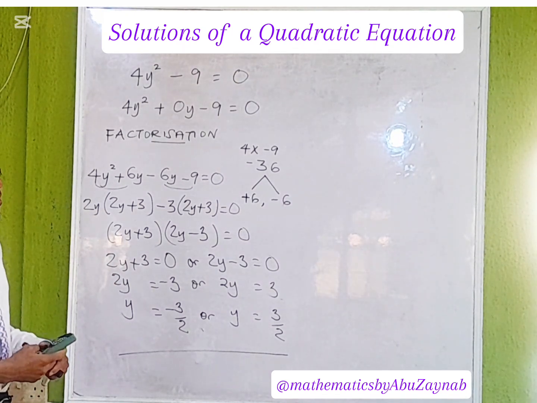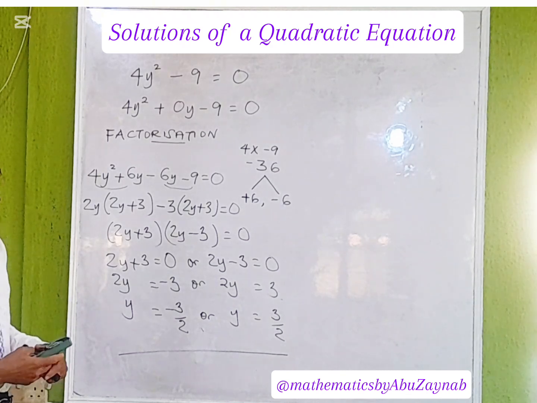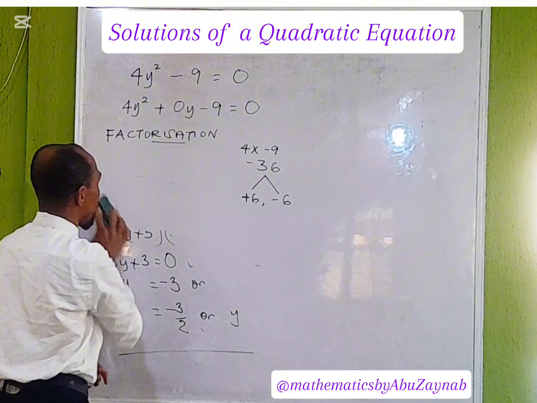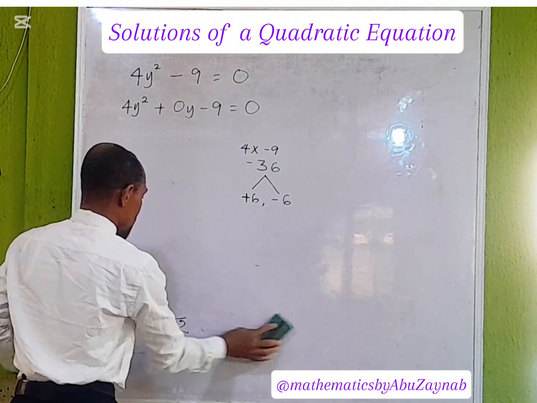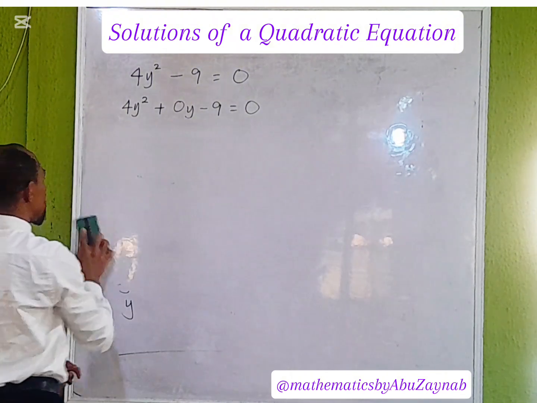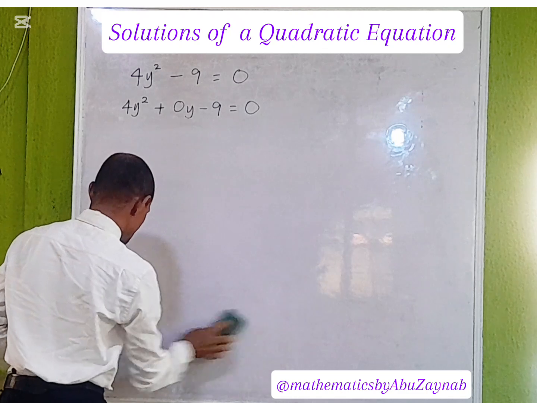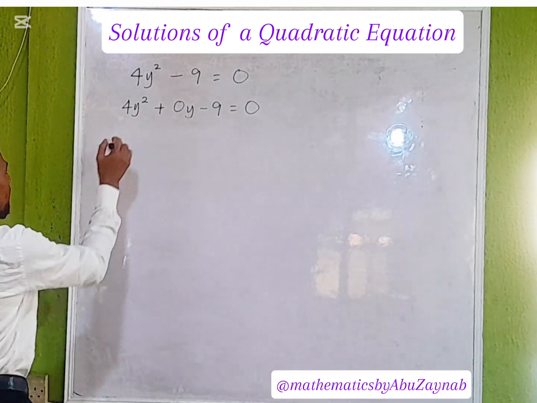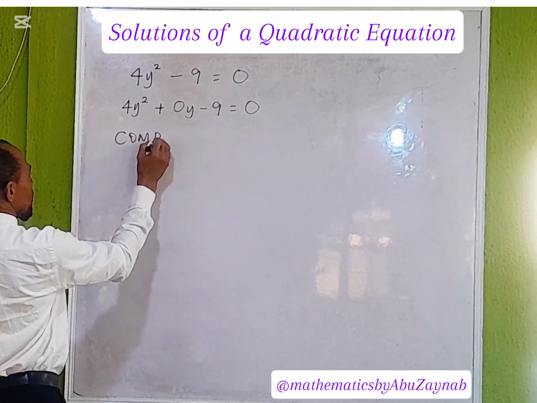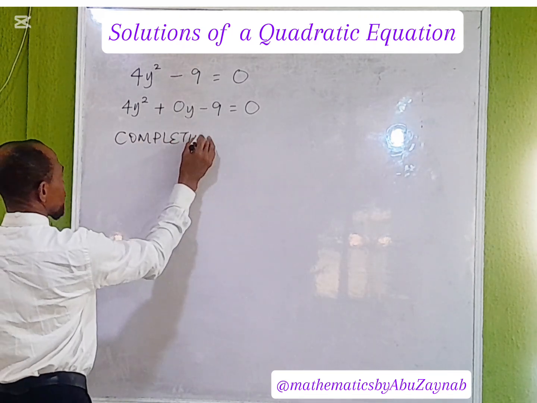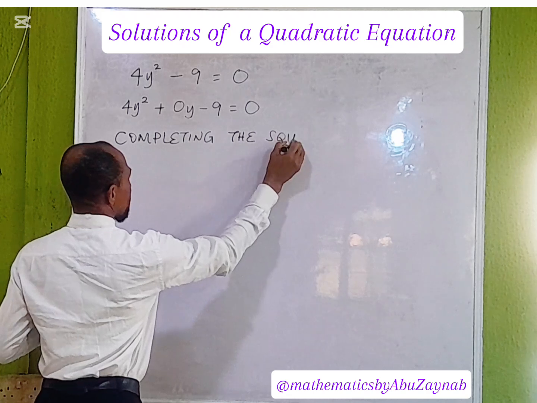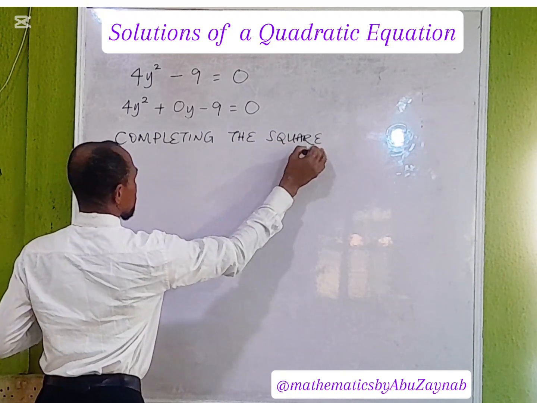Without wasting much time, let's go straight to the completing the square method. Completing the square method, as mentioned in the previous videos, is such that the steps have to be meticulously followed, like an algorithm or a set of procedures.